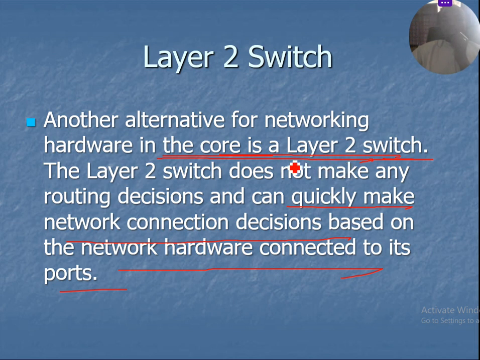Remember, layer 2 switches do not have a logical address or IP address for making logical decisions or routing decisions for the packets. Only layer 3 does. Layer 2 switches don't make routing decisions, right? So that's why we don't prefer using layer 2 switches for the core segment of the 3-tier architecture. However, they still can be used, but it's not a preferable choice, okay?